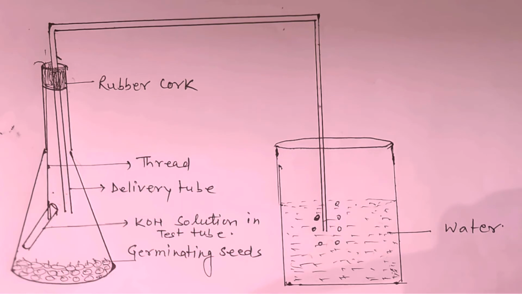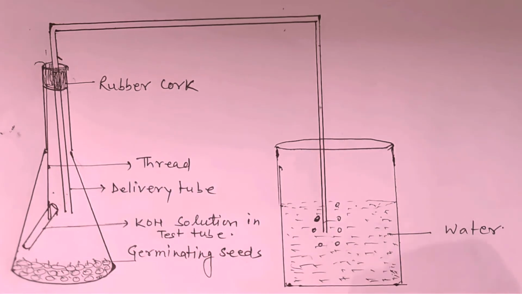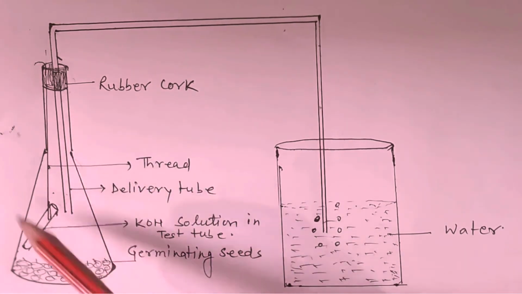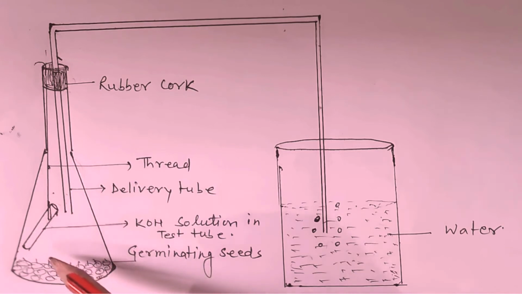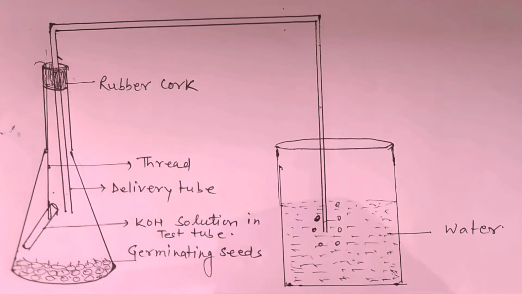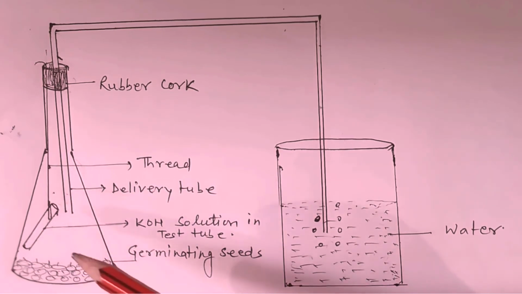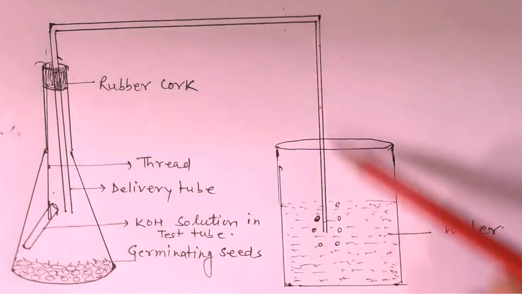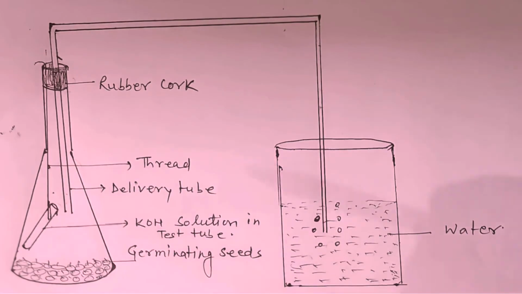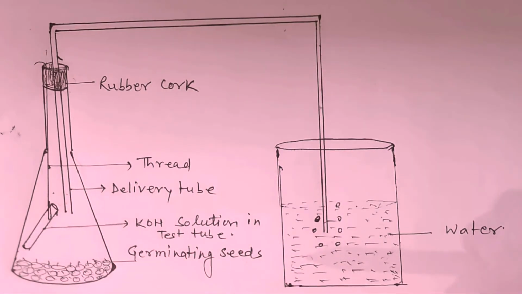Now, there is a question. If oxygen is utilized during the process of respiration, then CO2 gas is also released in it. Then how will there be low pressure or vacuum?